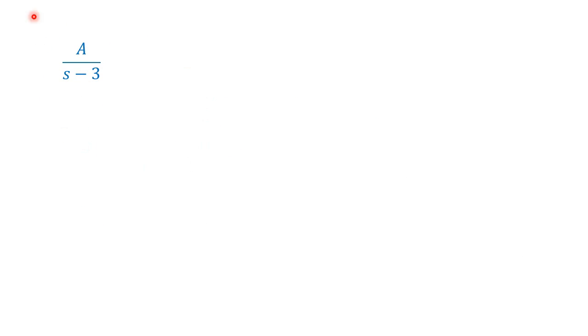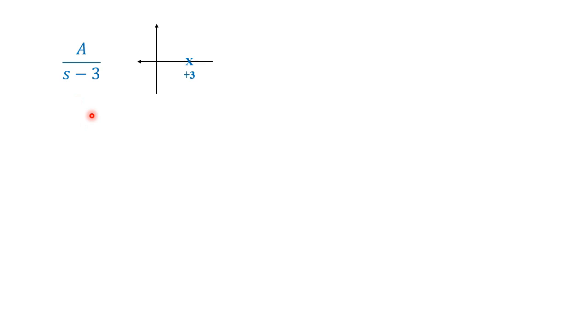A upon S minus 3. To show that the pole will reside on the right side, here I have taken S minus 3. So S minus 3 is equal to 0, so S will be given as plus 3. So the pole will reside like this. This is the right half of the S-plane. So the pole is residing here on the right half of the S-plane.